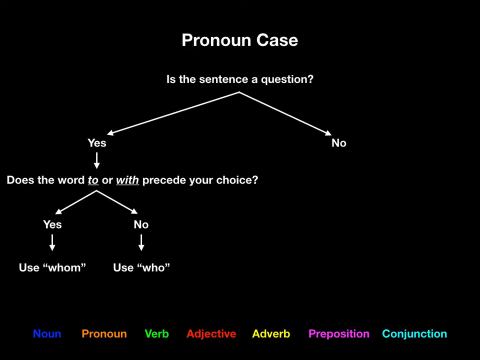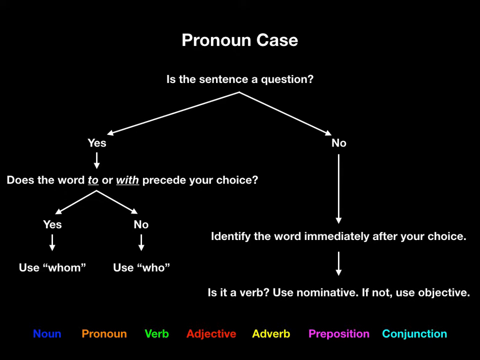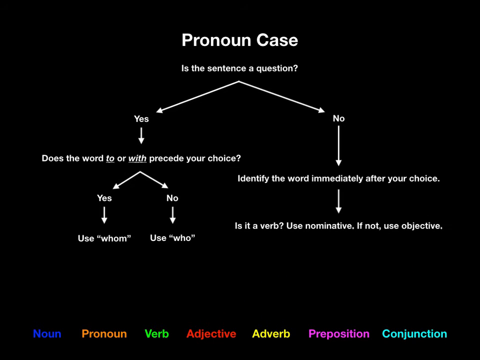Now, if we are dealing with a sentence that is not a question, we then need to identify the word immediately after our choice. If this word is a verb, we will use the nominative case. If it is not a verb, we will use the objective. Remember that many of the objective pronouns have the letter M within them. In order to familiarize ourselves with this process, let's take a look at our previous two examples.